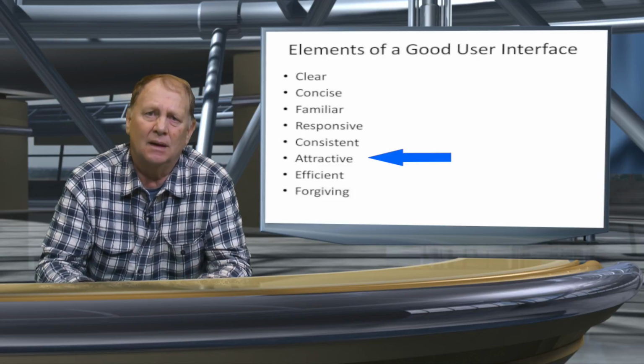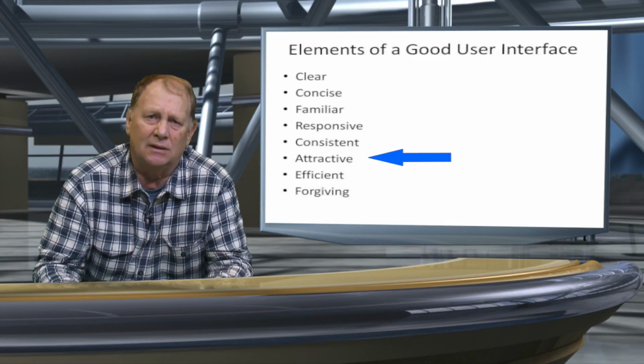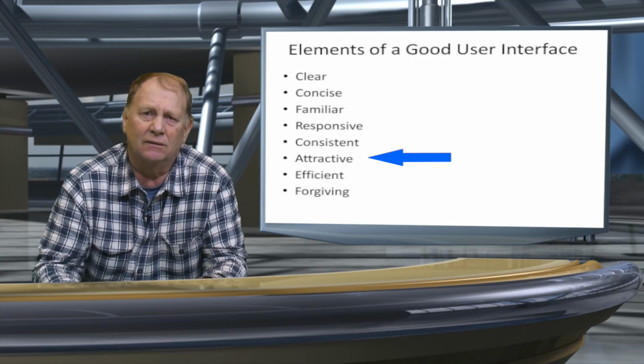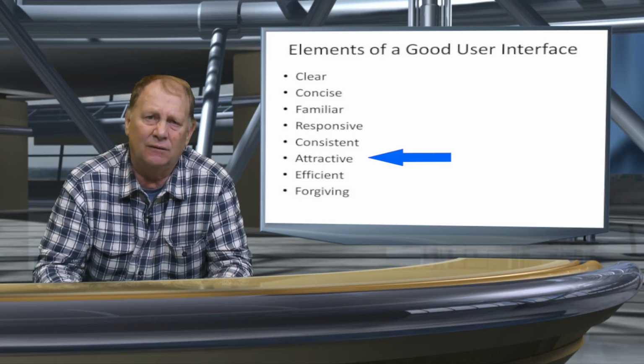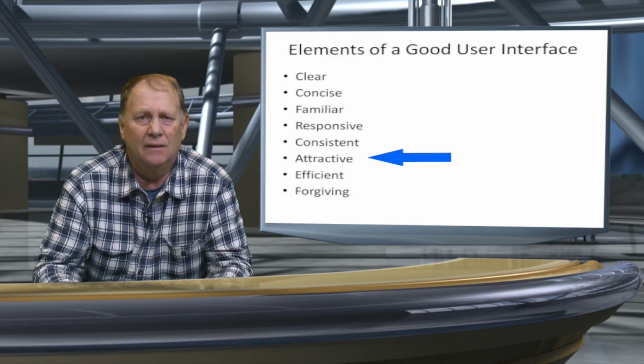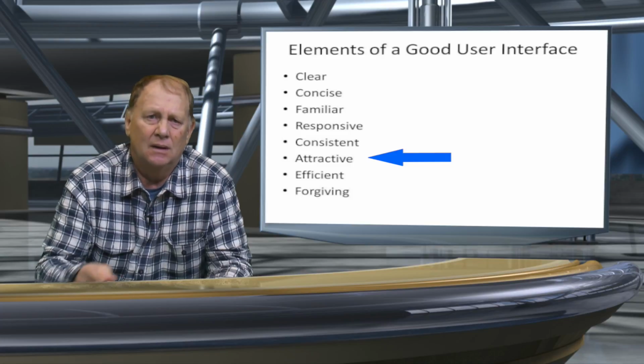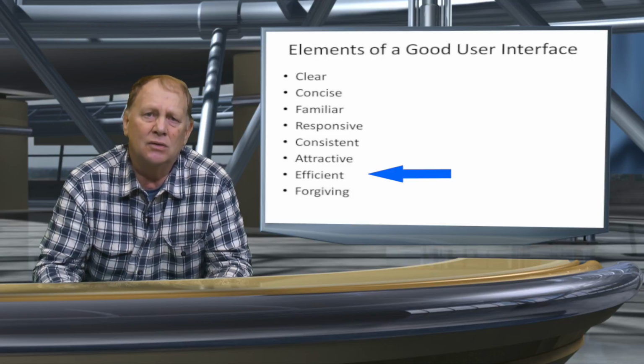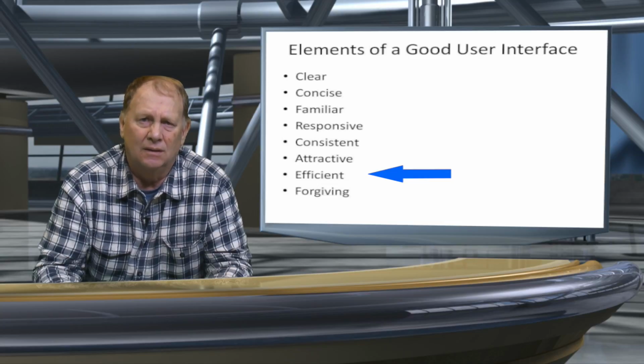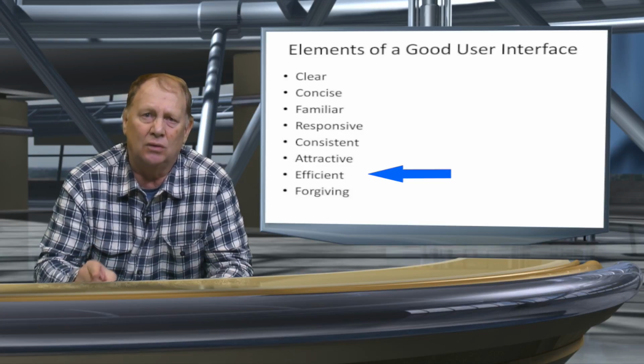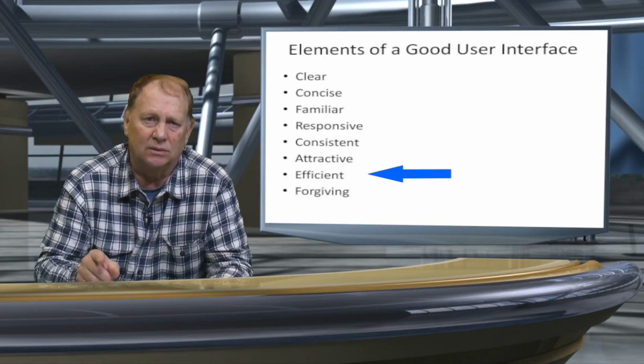Number six, a user interface must be attractive. This is somewhat subjective, but the interface should be satisfying to the user using it. It should be fun, easy, and enjoyable to use. Number seven, a user interface must be efficient. Developers need to implement an interface that allows the user to achieve their goals in the easiest way possible. Do not simply implement access to a list of features.